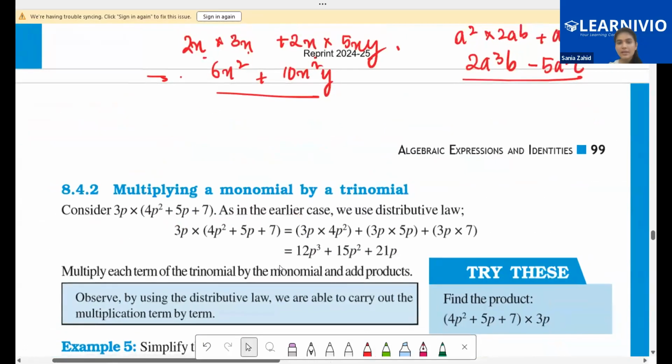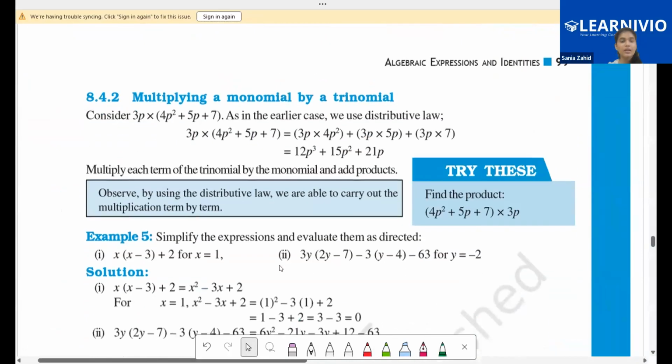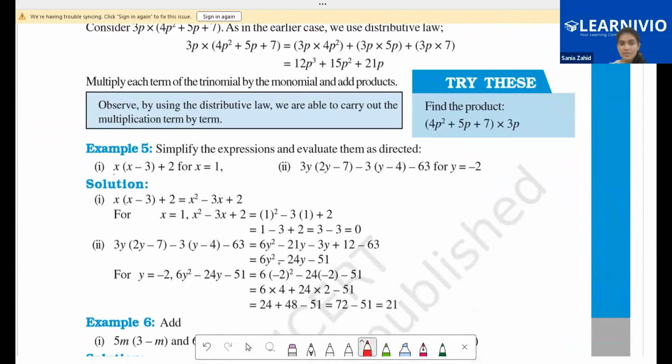Next is multiplying a monomial with a trinomial. So now you know you're going to follow the same kind of steps. Even for trinomials, you take the monomial, multiply the first term, second term, third term, you perform whatever operations are there. Then they can also ask you these type of questions, like simplify the expression and evaluate the value. So over here, what do you have? First, you have to multiply this. You simplify this expression, and then you put the value for x, and then you get your answer.